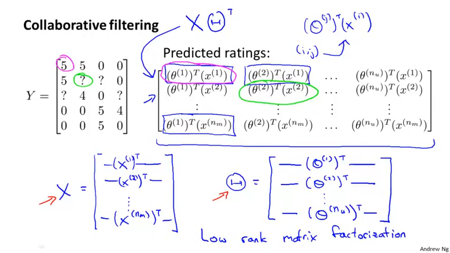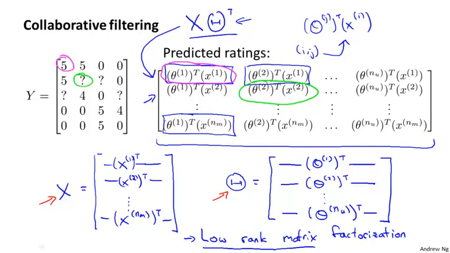And this term comes from the property that this matrix X times theta transpose has a mathematical property in linear algebra called low rank. So this is a low rank matrix, and that's what gives rise to this name, low rank matrix factorization, for this algorithm. It's because of this low rank property of the matrix X theta transpose. In case you don't know what a low rank matrix is, don't worry about it. You really don't need to know that in order to use this algorithm. But if you're an expert in linear algebra, that's what gives this algorithm this other name of low rank matrix factorization.